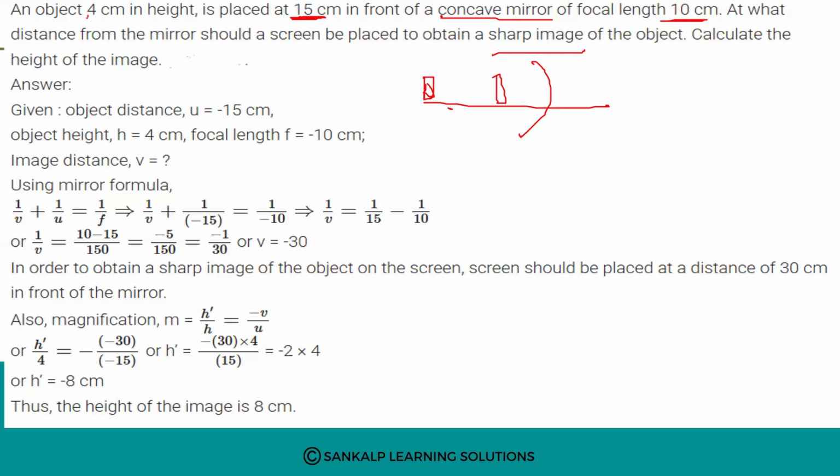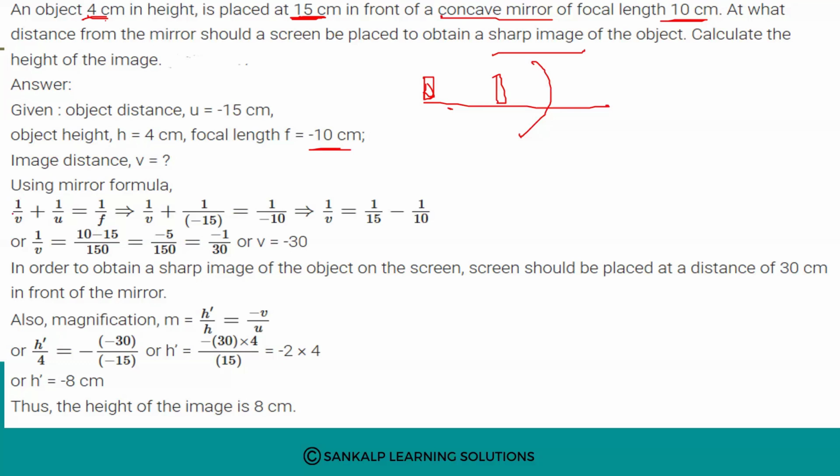Object height they have given, that is 4 centimeter. And focal length, that is minus 10. The focal length of the concave mirror is minus 10 centimeter. Image distance v is equal to question mark. So image distance we don't know, right?